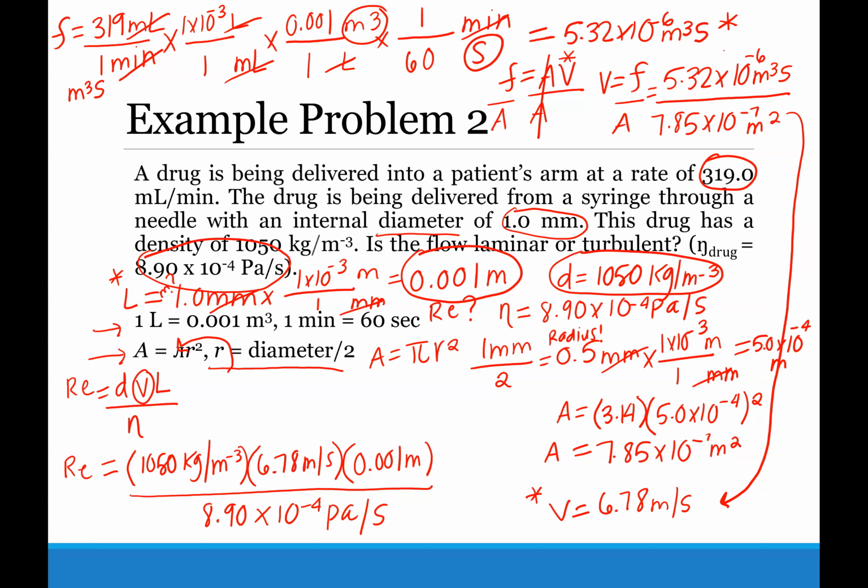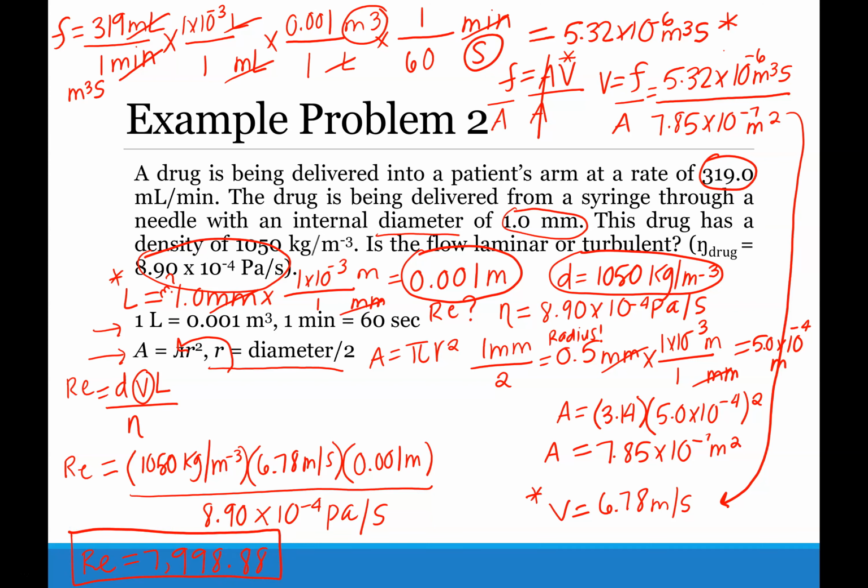And so for the numerator, 1050, 6.78, 0.001, divide that by 8.90, second EE, to the minus 4, and that equals a Reynolds number of 7,998.876, so 0.88. There's no units attached to this. Everything cancels. And so this is your Reynolds number.